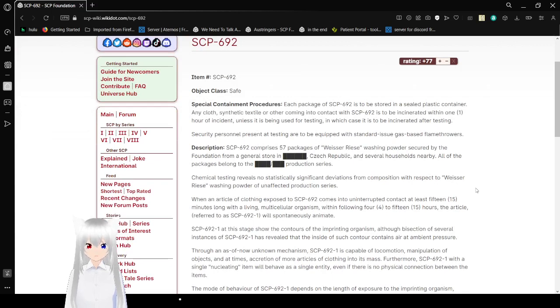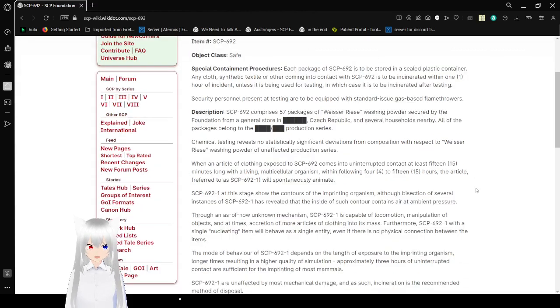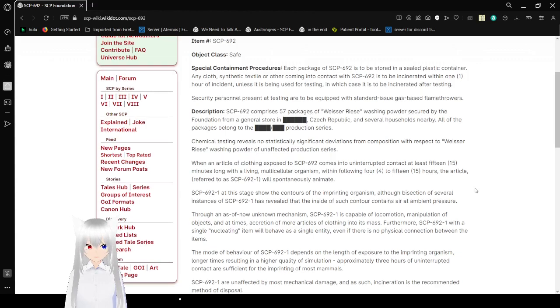Any clothes or fabric coming into contact with SCP-692 is to be incinerated within 1 hour of the incident, unless it is being used for testing, in which case it is to be incinerated after testing. Security personnel present at testing are to be equipped with standard-issue gas-based flamethrowers.